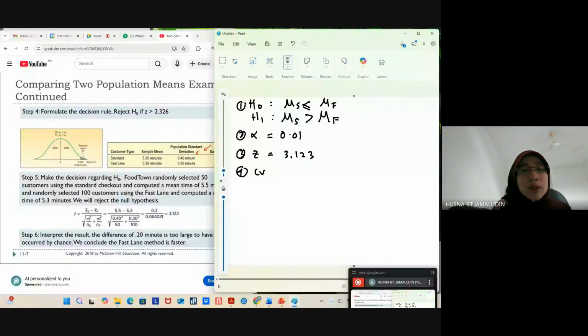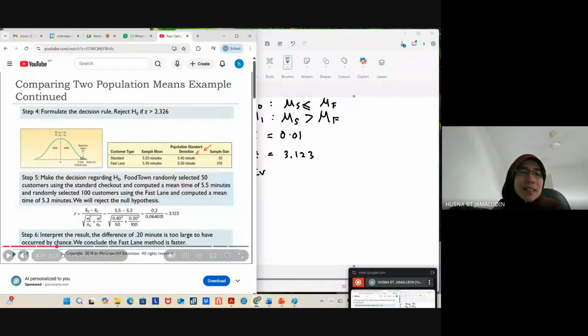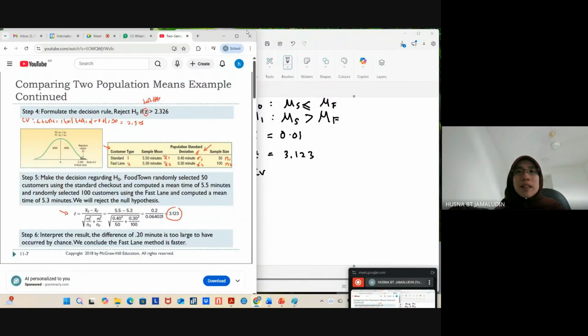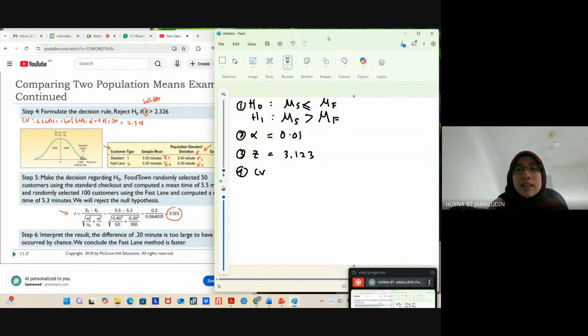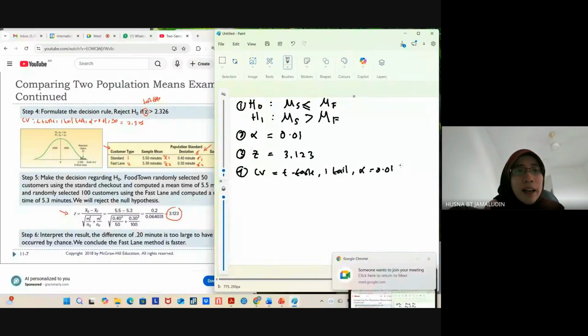You have to write down your CV. Your CV will be the same as the previous CV. You have proper steps, right? So let me rewrite the steps for CV here. You have to refer to the table, and this is one tail, so refer to one tail. What else? Your alpha is equal to 0.01. And because you are looking at z, remember that when you are looking at z, you will go to infinity.